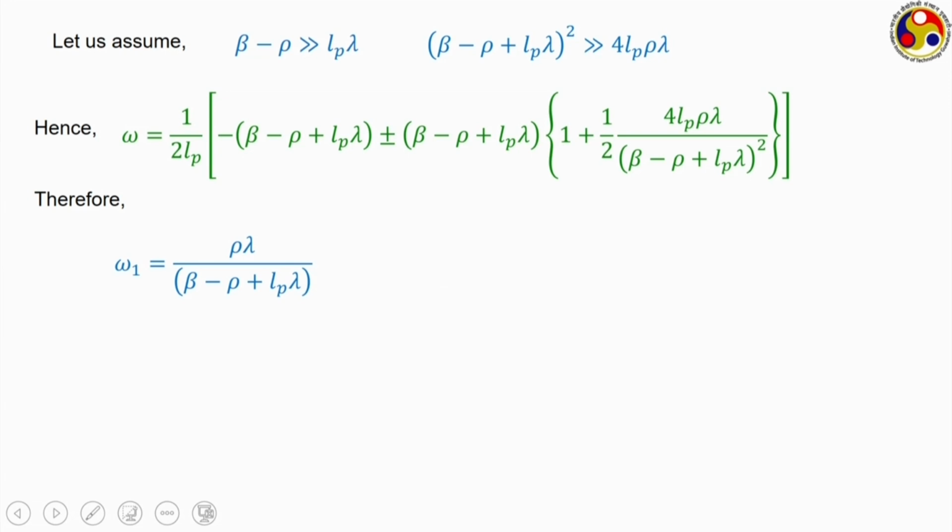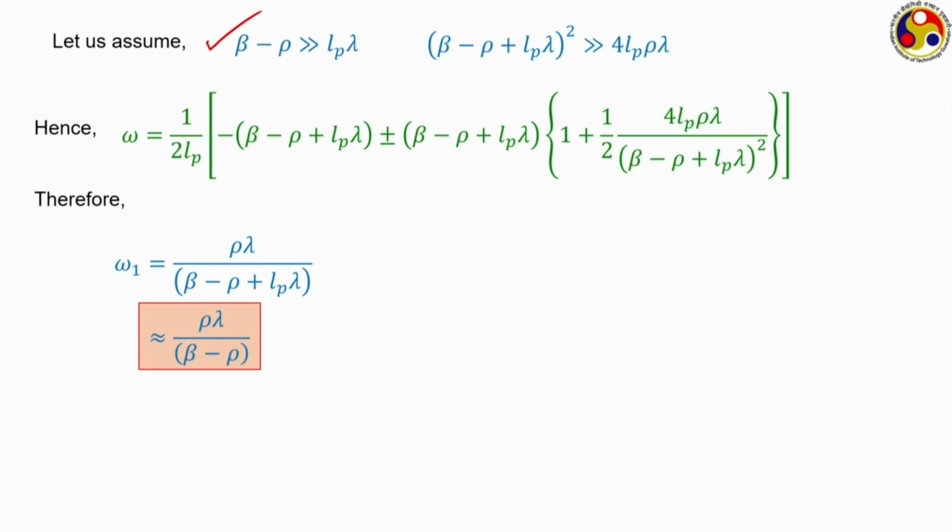If we take the positive sign, then beta minus rho plus LP lambda, this and this one cancel out, and what remains, if we simplify, is of a form like this. And to proceed further, beta minus rho is significantly greater than LP lambda as per our assumption. So, if we put that, the first root for omega is coming to be rho lambda divided by beta minus rho.